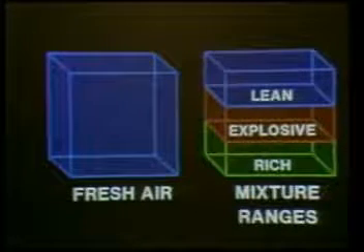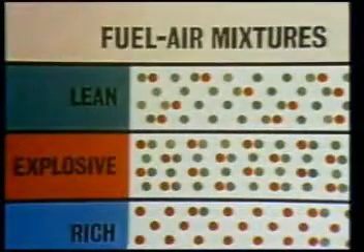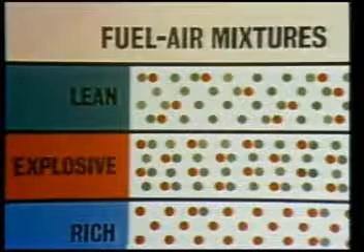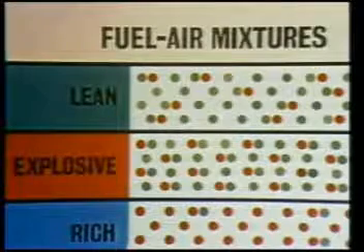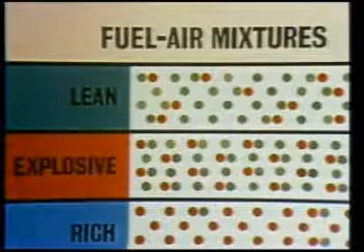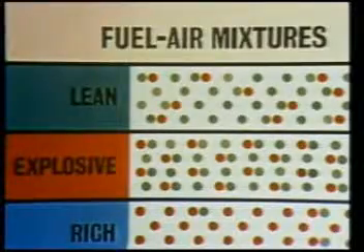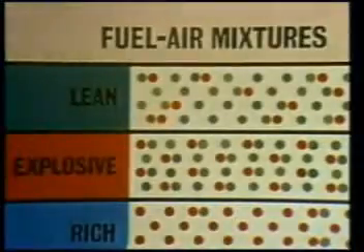Let's look at the three ranges in another way. The green dots represent oxygen, and the red dots, combustible gas. If the source of ignition is removed from the lean and rich ranges, the mixture won't burn, because the matching pairs of oxygen and fuel molecules are too far apart. Quite simply, if a pair of molecules does ignite, they'll cool off before they reach the next pair.